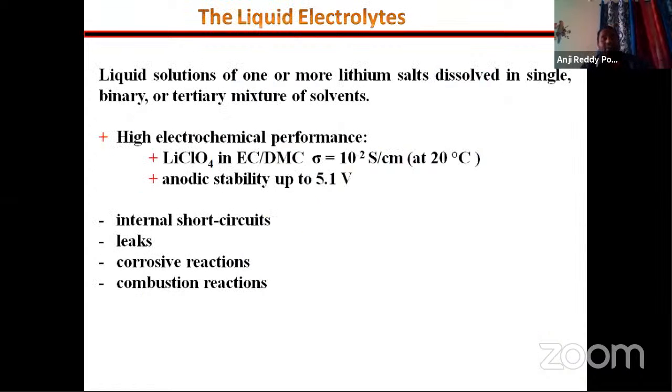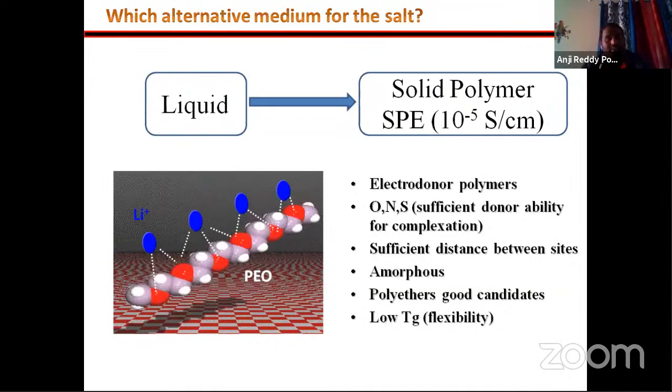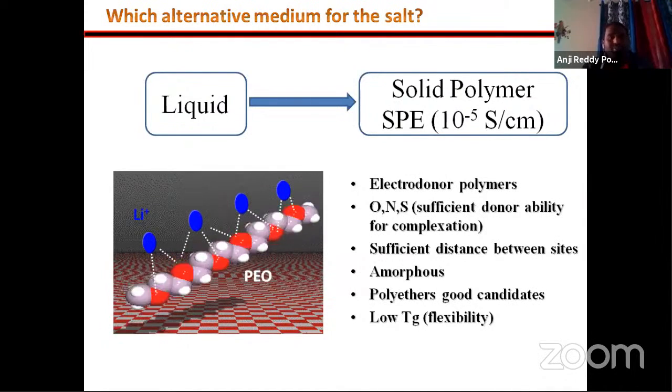If we use the liquid electrolyte, there are advantages and disadvantages. Conductivity is very good, no doubt at all, and electrochemical performance is also very good. But what about the problems? The problems are internal short circuits, leakage, corrosive reactions, and combustion reactions. These are the problems with the liquid electrolyte. Then what is the alternative? Solid polymer electrolyte is the alternative for liquid electrolyte. And which polymer should we choose? Out of all polymers, which is the best one?